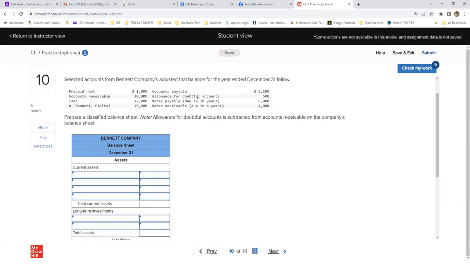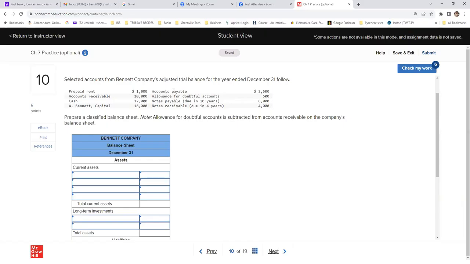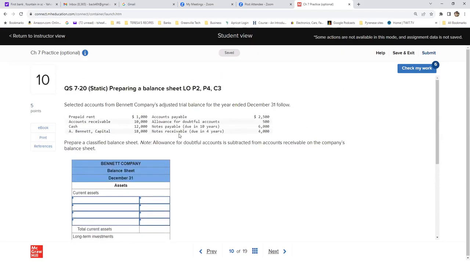Allowance for doubtful accounts will be a liability, and notes payable will be a, well, I'm sorry, I should classify the accounts payable current liability, notes payable, which would be a long-term liability. Allowance for doubtful accounts would be current, and notes receivable, which will go back in the asset section, that's going to be a long-term investment. Okay, and the only things going in current assets are those things that can be liquidated in less than a year.